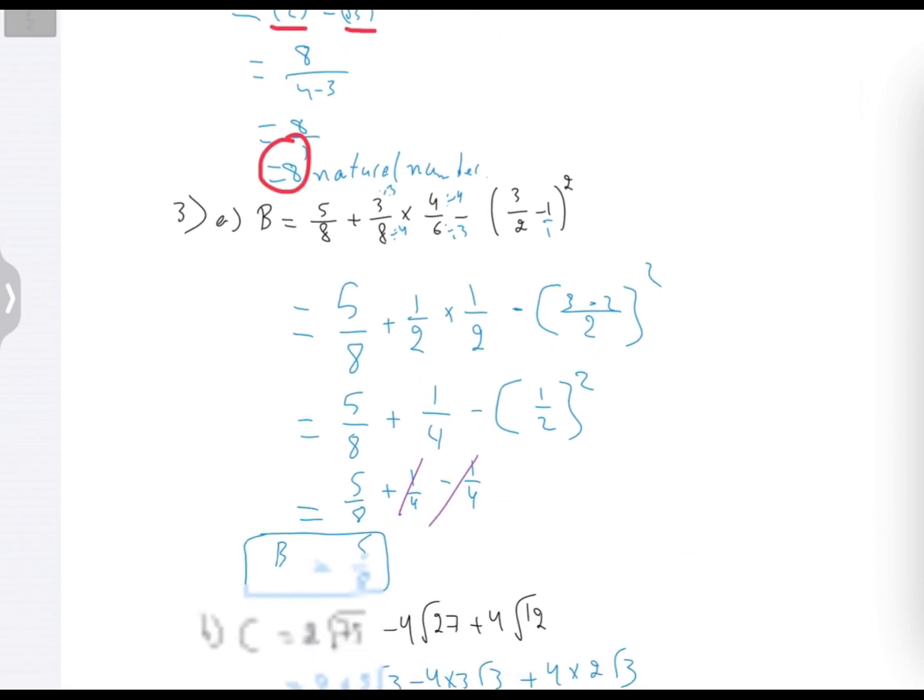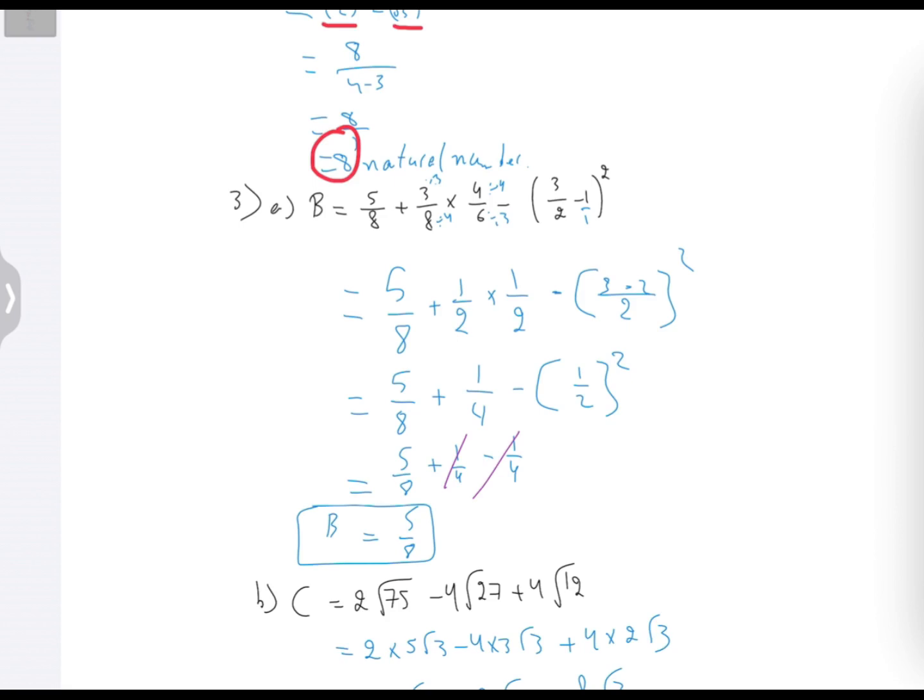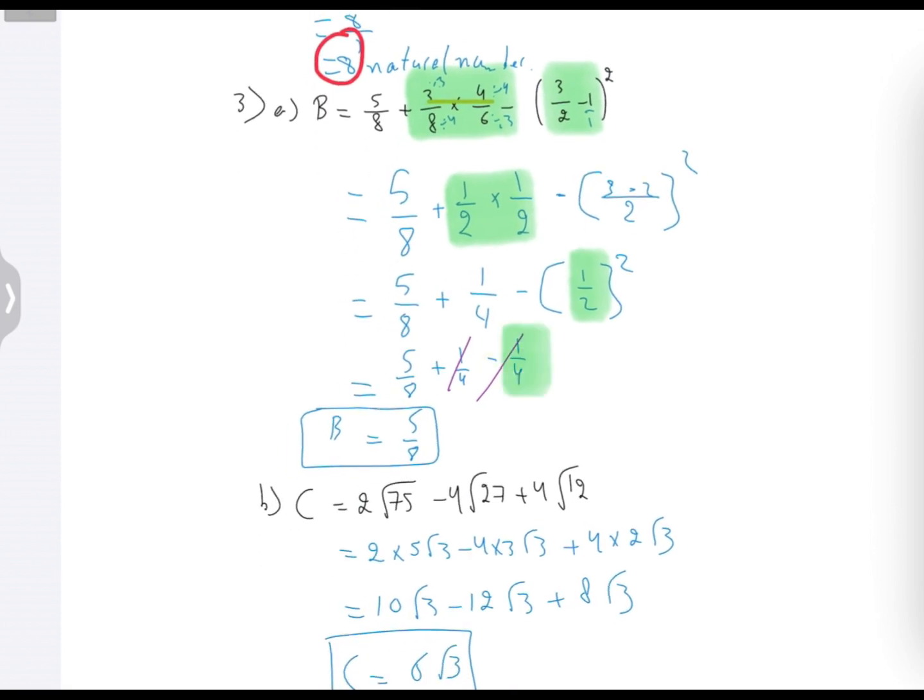Now part 3, we have this number B, simple fractions, simplify here. Divide by 3 and 6, divide by 4 and 8, we get 1 over 2 times 1 over 2. The last term, 3 over 2 minus 1, common denominator, we will get 1 over 2. Now 1 over 2 squared is 1 over 4, 1 over 4 and 1 over 4 here, plus 1 over 4 minus 1 over 4 is 0, we can cancel them. The final answer will be 5 over 8.